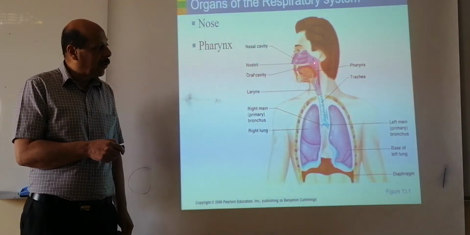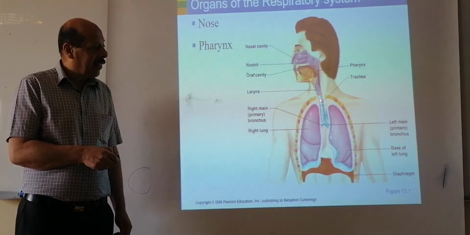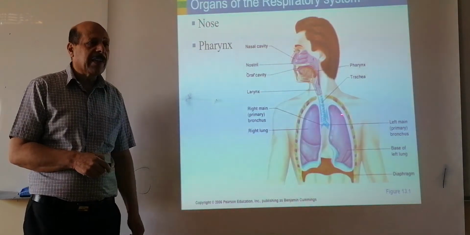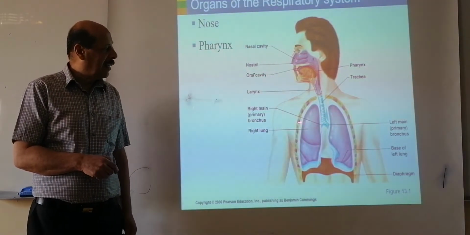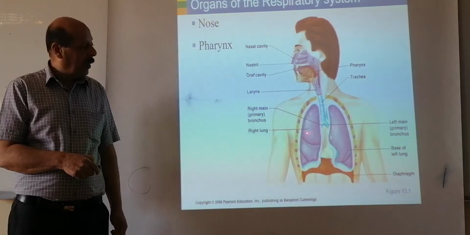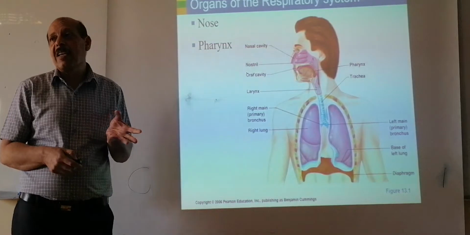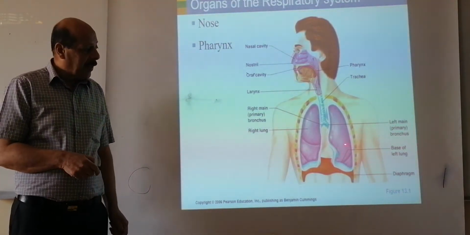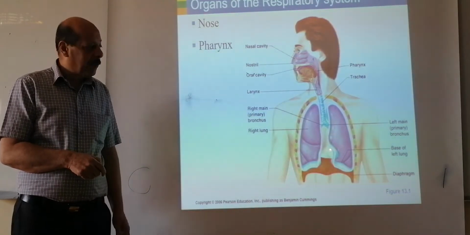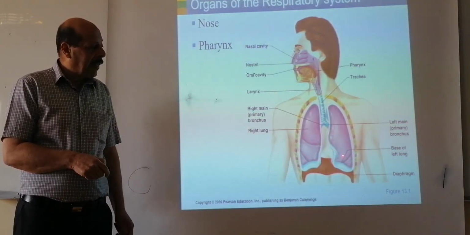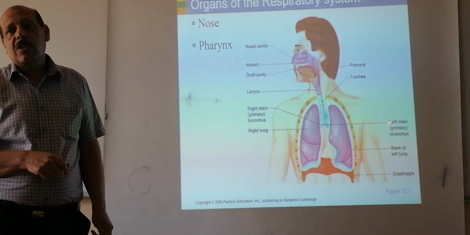Then the air will go to the pharynx, larynx, then to the trachea. From the trachea, we have the right and left bronchi. From the right and left bronchi, they then enter inside the lungs, and there will be bronchioles, until it reaches the alveoli.